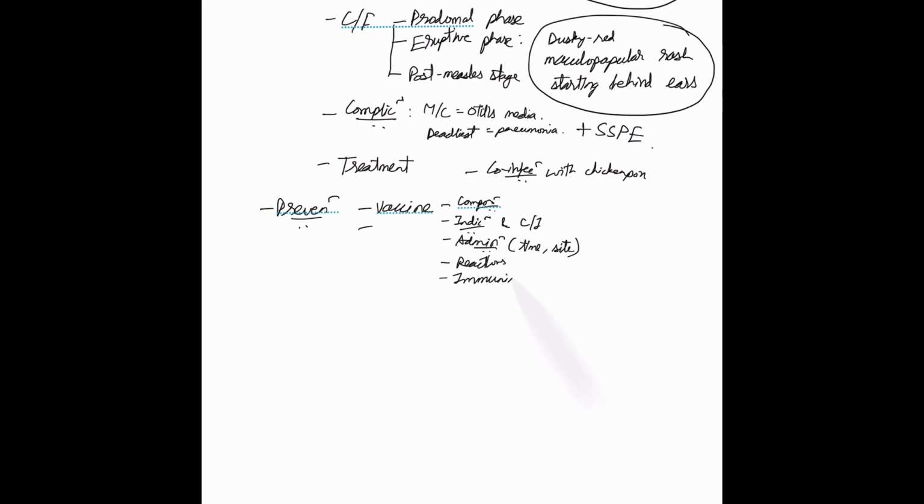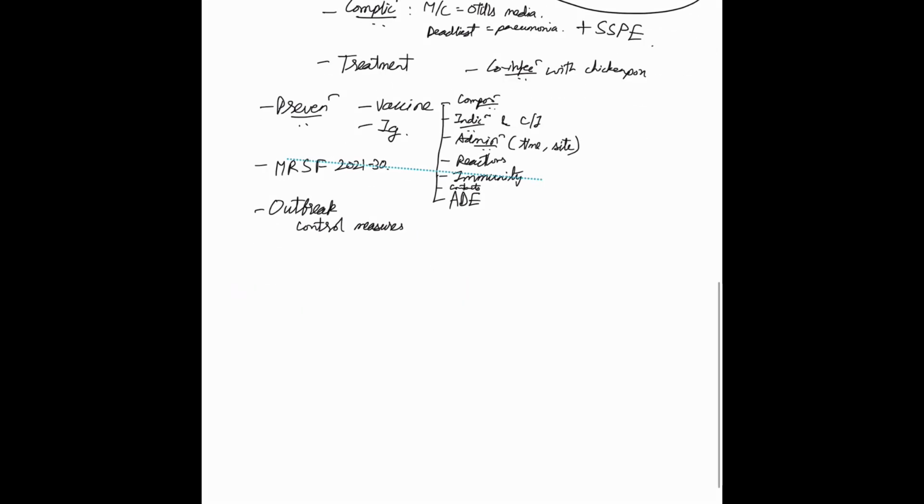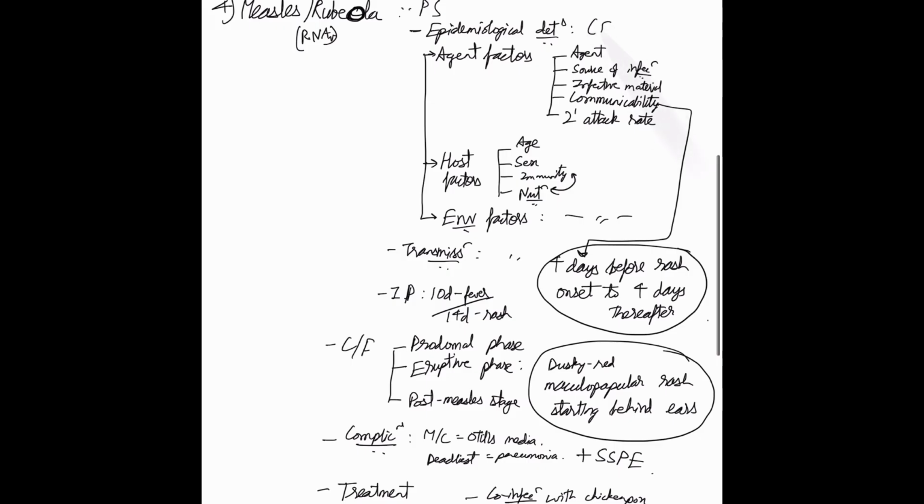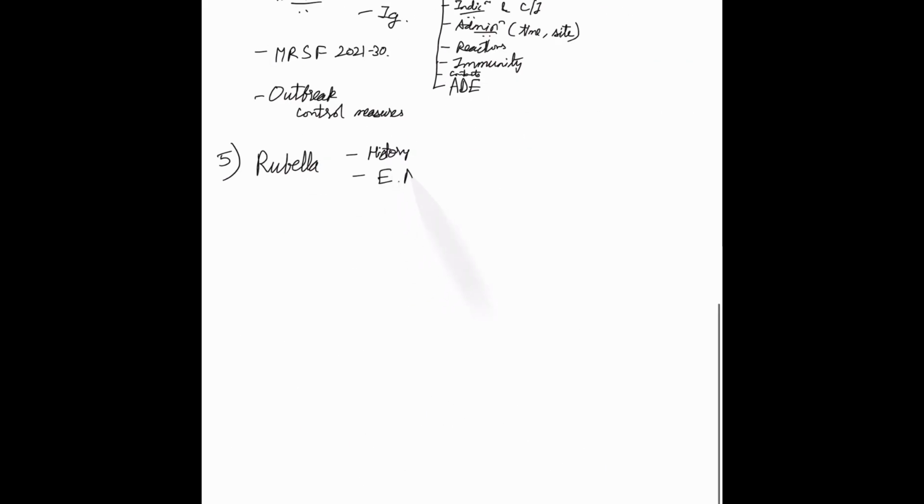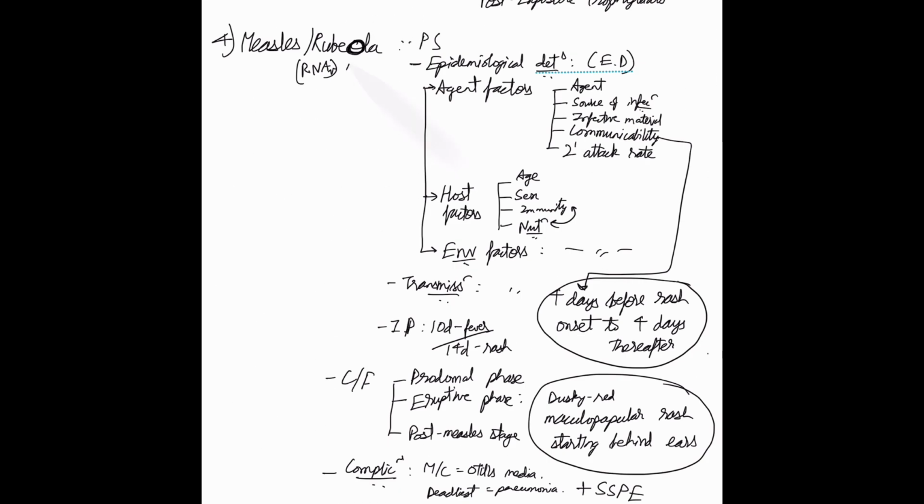Under prevention, we need to know about the measles vaccine, the composition, its indications, contraindications, administration, the time and site, the reactions, provision of immunity, vaccination of contacts, and adverse drug effects. And then also we have the measles immunoglobulin, and then a short note on the measles rubella strategic framework 2021 to 2030 and outbreak control measures. These are not that important, so you can skip it if you want.